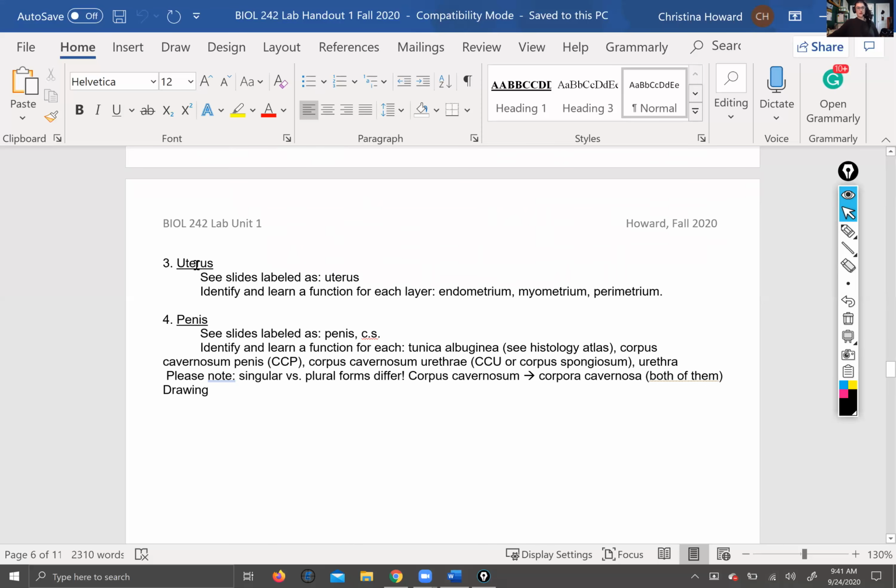So uterus is underlined, meaning it's the major organ that you need to identify. So if I were to put a uterus in front of you and say, identify the organ in the field of view, organ means tell me the whole organ. Field of view means ignore any pointers. Just tell me what you see in the picture as a whole.